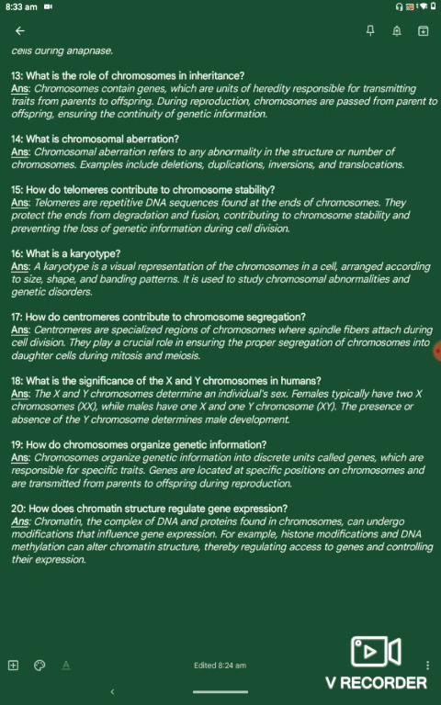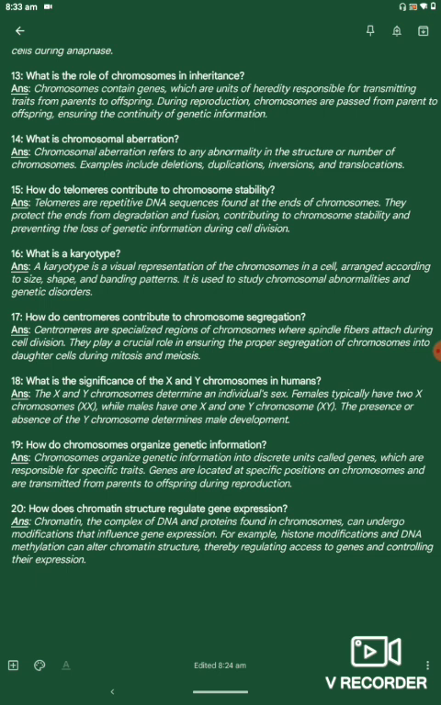Question 19. How do chromosomes organize genetic information? Answer. Chromosomes organize genetic information into discrete units called genes, which are responsible for specific traits. Genes are located at a specific position on chromosomes and are transmitted from parents to offspring during reproduction.